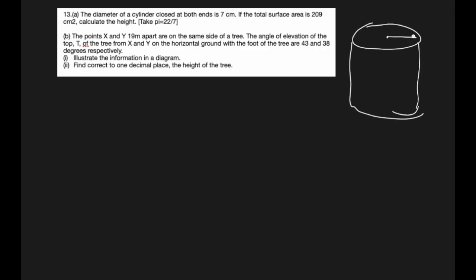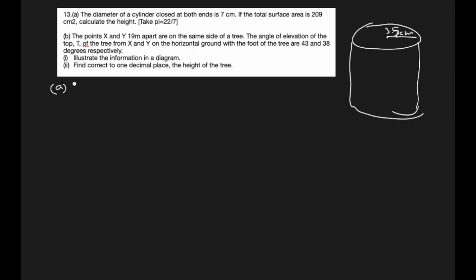Okay. So the radius is 7 centimeter. No, the diameter is 7 centimeters. So this will be 3.5 centimeters. That's the radius. If the total surface area is 209 centimeters square, calculate the height.